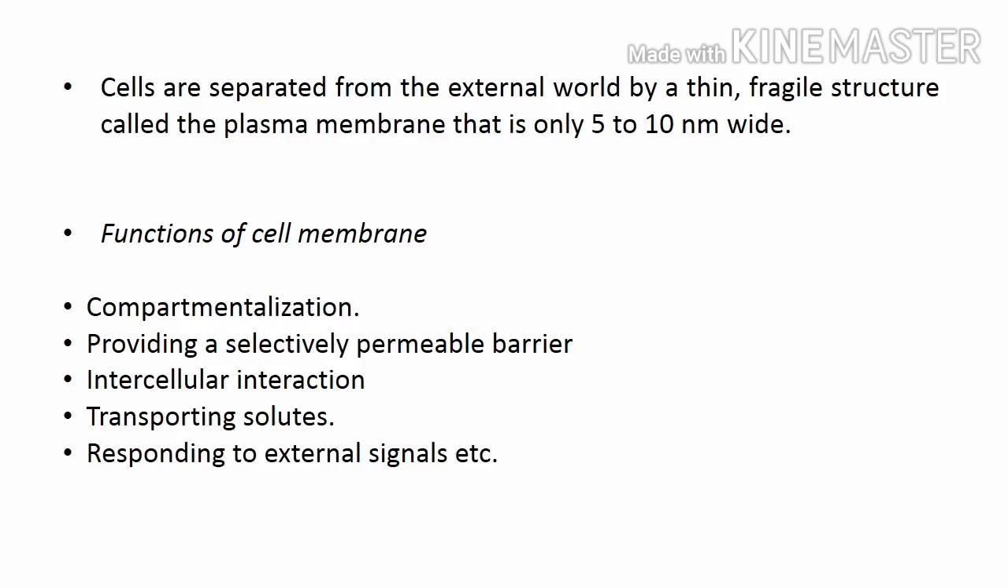Dear students, as we know, cells are separated from the external world by a thin fragile structure called the plasma membrane that is only 5 to 10 nanometer wide. The outermost layer of a plant cell is the cell wall, whereas in an animal cell the outermost layer is the plasma membrane.